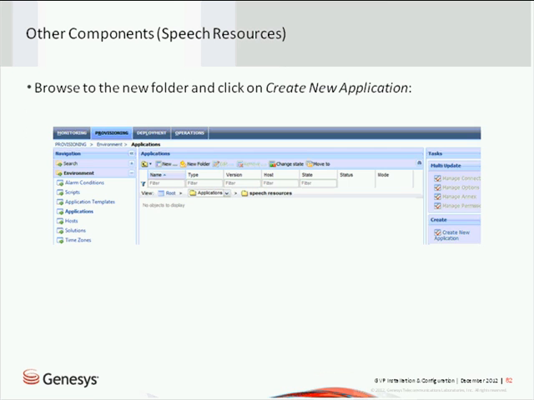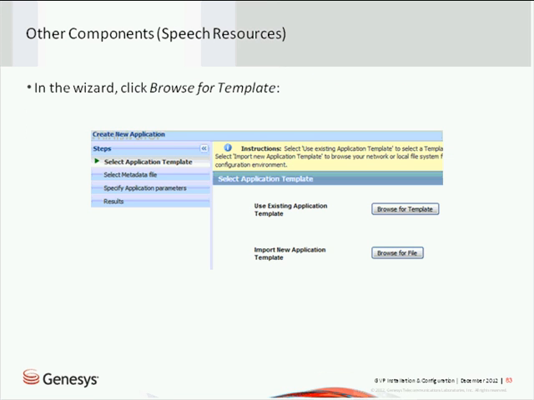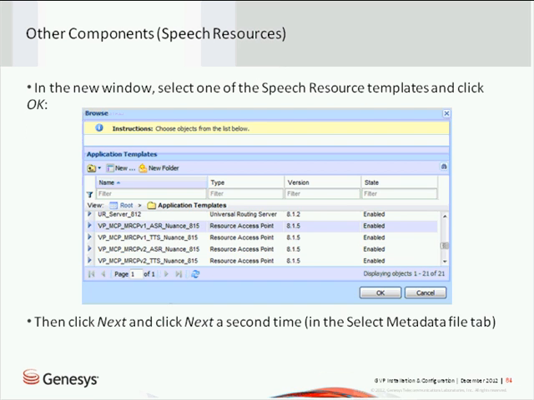So I've created one called Speech Resources, and now that I'm actually in the speech resource folder, we can click on new, create new application, to actually create new speech resources. So in the wizard, we will click Browse for Template. We've already uploaded these templates, so you notice there's the four that I've uploaded here. This example will start off with the v1 ASR. So we select that, click OK, click Next.